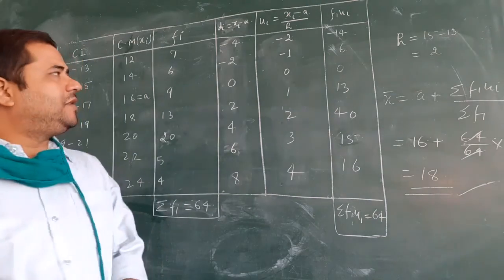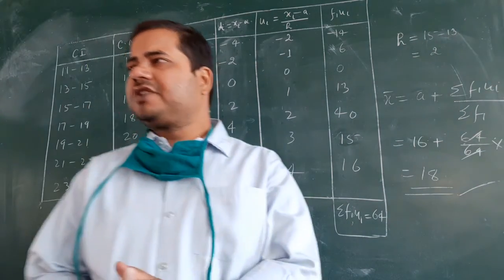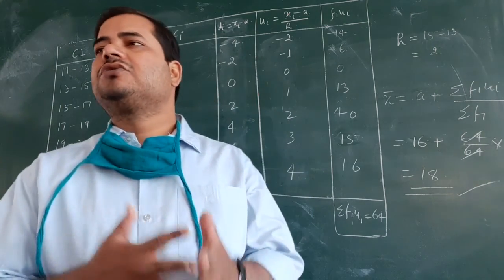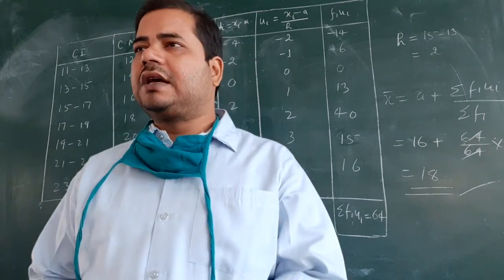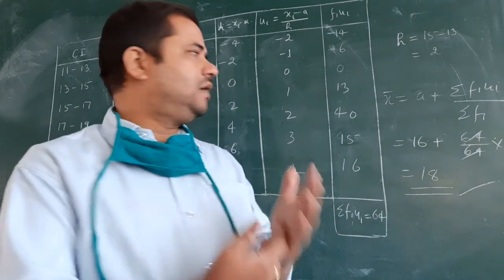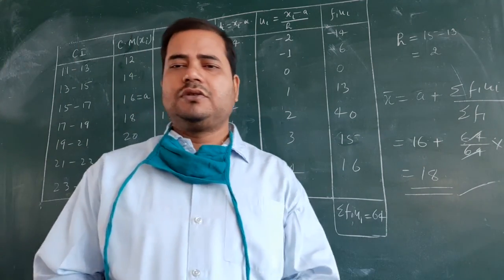So the whole three methods, direct method, step deviation and assumed mean, we have already discussed. So please try to complete this exercise, exercise number 14.1. We have to solve missing frequency questions here also. So try to complete it.